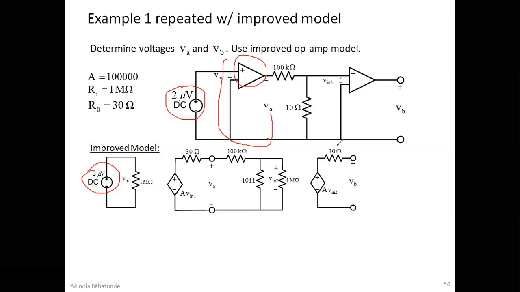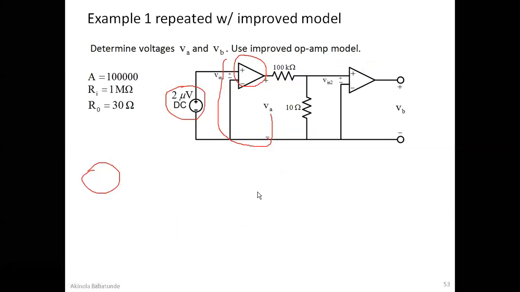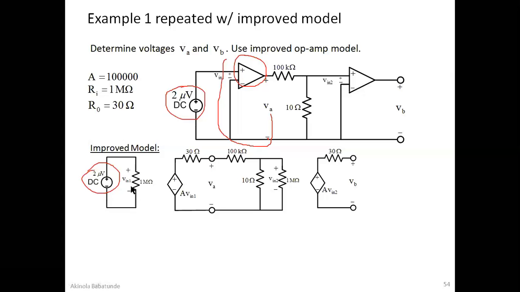Let me just flip back a little so you can see the model again. You can see V in, Ri, and then AV in, R0 here. This is the model that we are replicating here. This is going to be V in, this is going to be Ri, and our Ri is 1 mega, so we'll put 1 mega here.